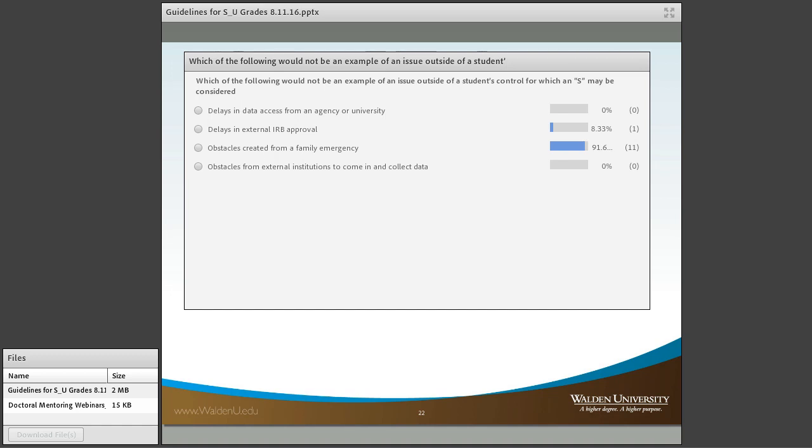It looks like everyone really appreciated the fact that obstacles created from a family emergency would not fall into this category. As we discussed before, obstacles based on a family emergency would be a reason to encourage a student to take a leave of absence. But if a student had this come up, that would not be a reason where a student could still qualify for a satisfactory grade.